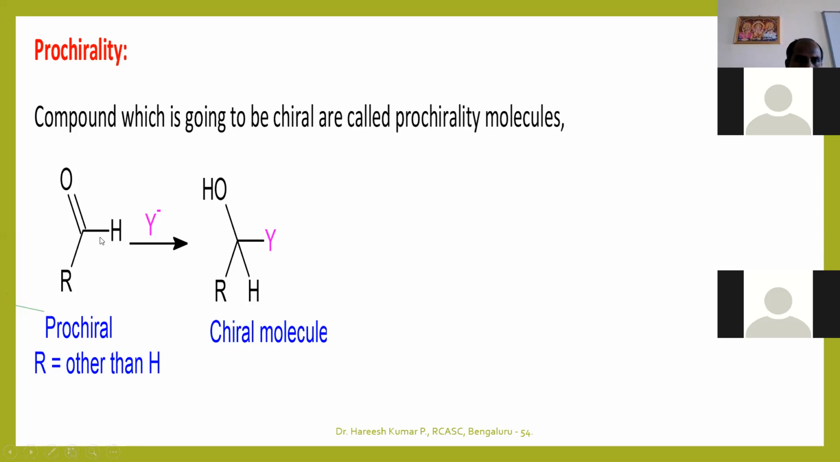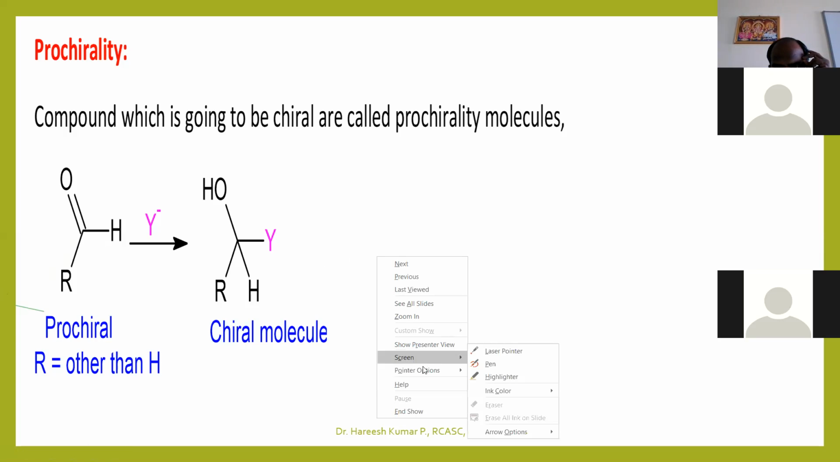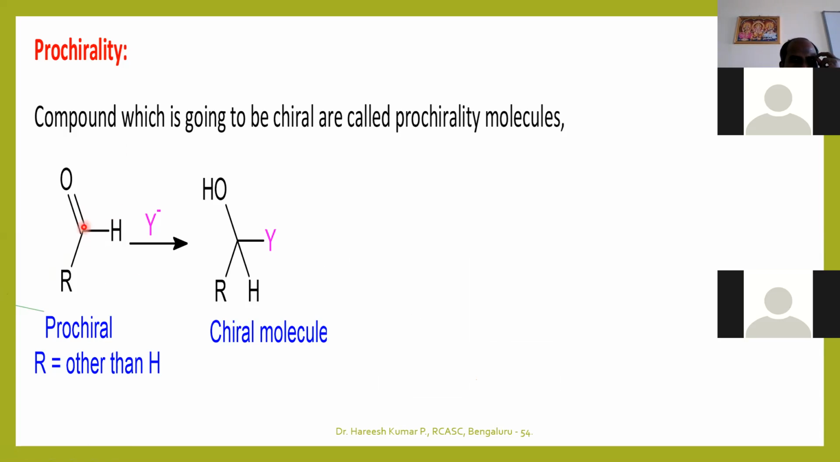Now, I will take a pointer. Right. So this one is called the prochiral center. This particular carbon is called the prochiral center. And this is a nucleophile. This nucleophile can attack from this side as well as the other side. If it attacks from this side, it will give you one isomer. If it attacks from the other side, it will give you another isomer.